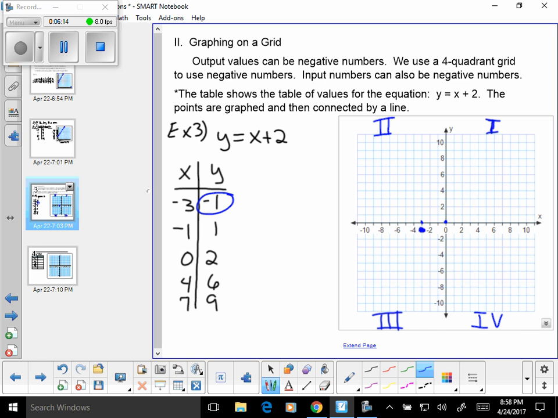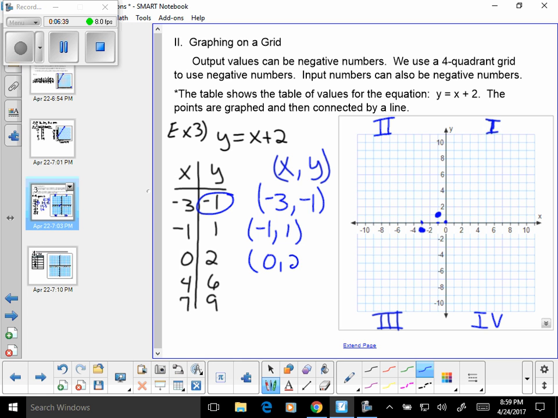Our next value is -1, 1. It's called an ordered pair, -1, 1. This is the ordered pair, -3, -1. An ordered pair is always written as x, y. So I want to start at my 0, go to my left to -1, but this time y is 1, so that means it's up here.